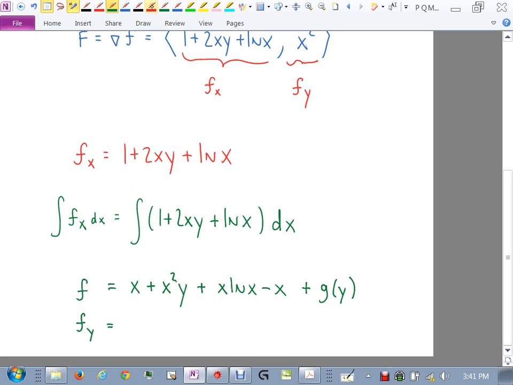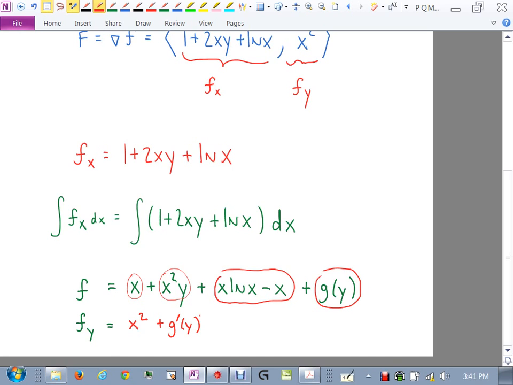So derivative of this one right here would be 0, right? Derivative of this piece right here would be what? X squared, right? Because y is our variable. Derivative of all of this would be what? 0. And then derivative of this would be what? G prime of y. Wouldn't it? G prime of y.